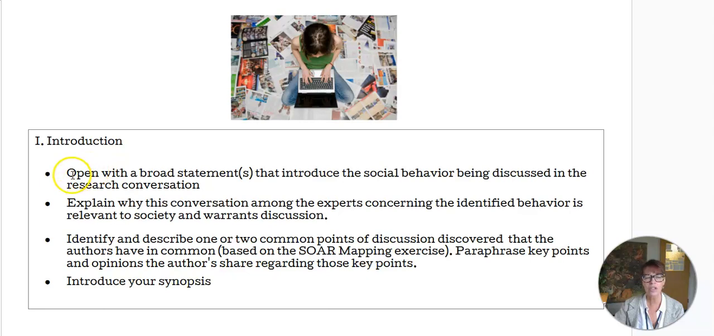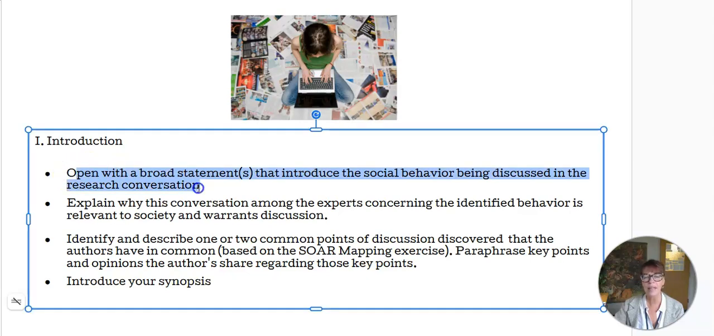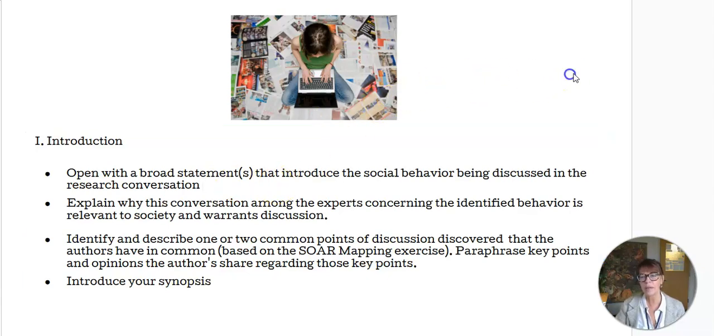All right, so that introduction is going to open with a broad statement that introduces the social behavior being discussed. So remember, our audience, our reader, that academic reader, let's say they're picking up that paper. Let's say this is the paper. They have no idea what they're about to read. And if you start off really with some specifics, they'll immediately be confused because they need to have some time to acclimate to what is being written about. They need almost a gentle invitation into the world of this paper.